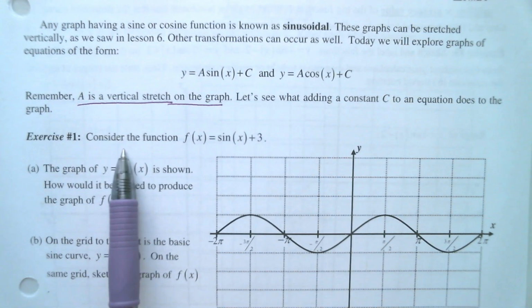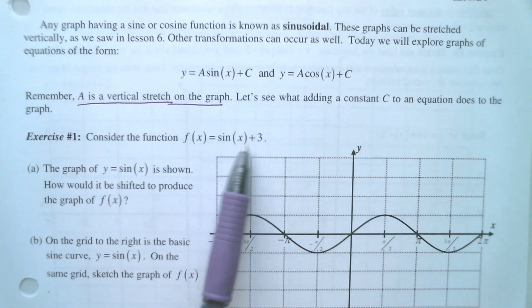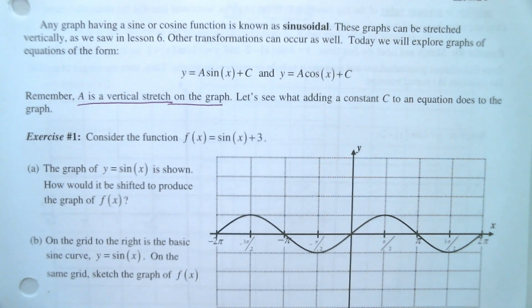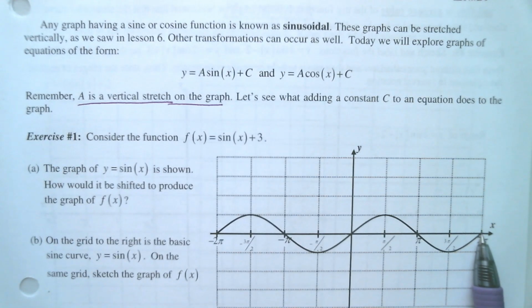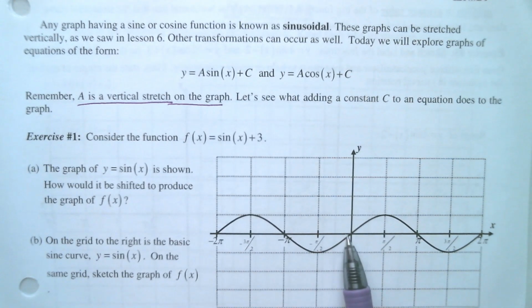Exercise number 1, consider the function f of x equals sine x plus 3. A, the graph of y equals sine x is shown. Here we have the graph of y equals sine x. Sine starts at the origin, goes up to the max of 1, down to the x-axis, down to the min of -1, back up to the x-axis. This is one complete cycle of sine from 0 to 2 pi. And from -pi to 0, we have a second complete cycle of sine.